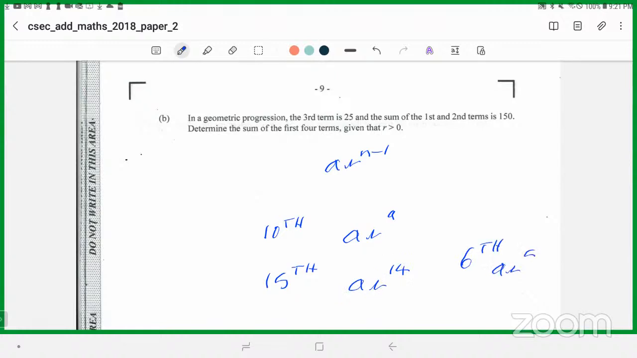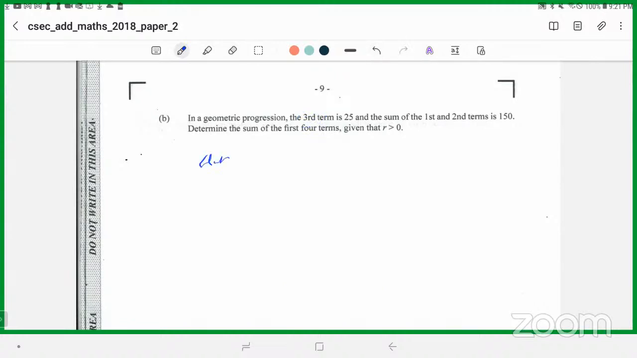So we'll keep it simple. The third term is really AR squared. It is equal to 25. And then the sum of the first and the second term is 150. Since it's only two terms there, I'm not going to use any formula for that. It is simply A plus A times R. This is the first term, this is the second term. It's equal to 150. What we have now is a pair of simultaneous equations derived from a geometric series.